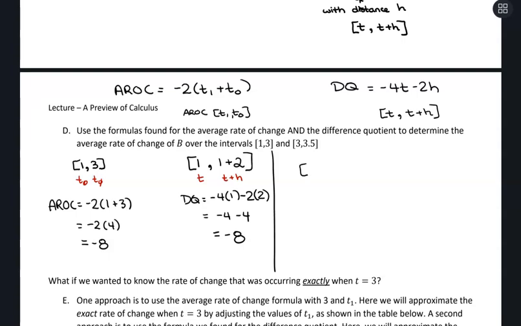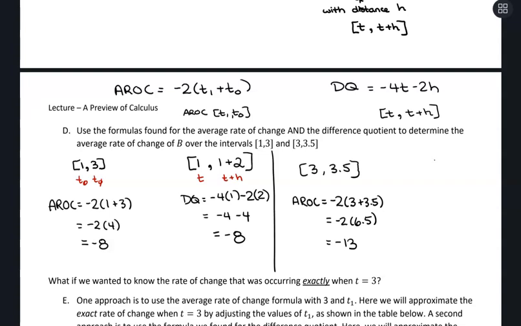Okay, so if we're working with 3 and 3.5, then for average rate of change, we have our two distinct times. So I'd go -2 times 3 plus 3.5. So that's a -2 times 6.5, so a -13.